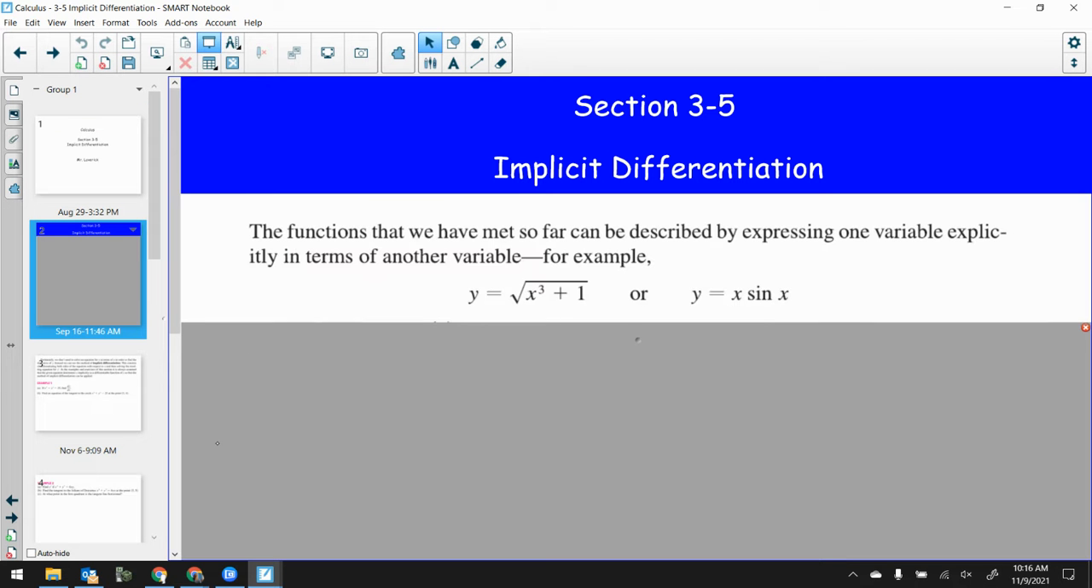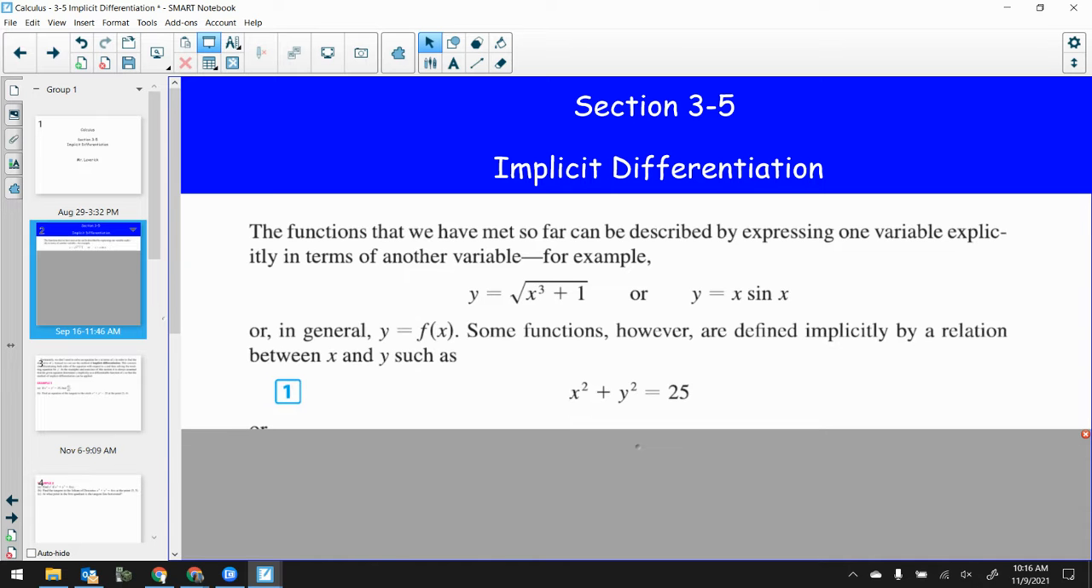Even functions that look like this: x squared plus y squared is equal to 25. I like the way the book puts this. The functions that we have met so far can be described by expressing one variable explicitly in terms of another, okay? Because there's a difference between explicitly defined functions and implicitly defined functions.